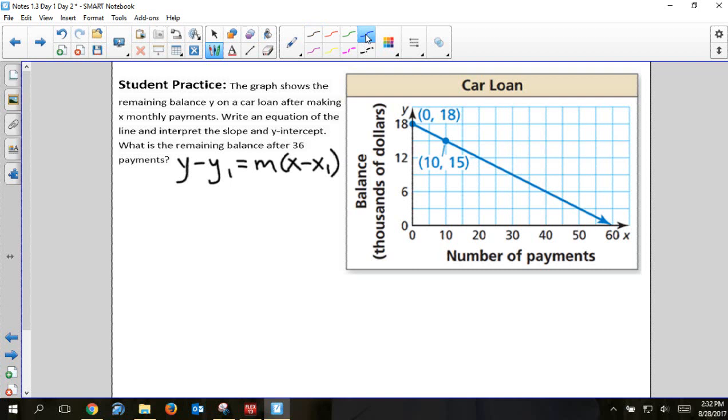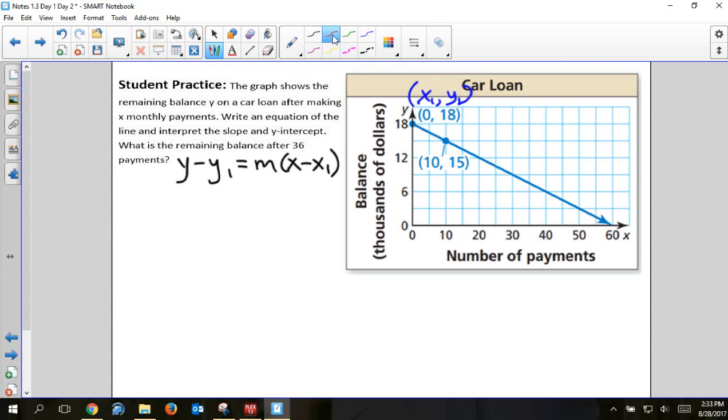Do we have any ordered pairs? So which point should go in my point slope form? Jacob. 10-15? Does it have to be 10-15? Doesn't matter which one. So you can also use 0-18. Either would be fine for point slope form, but I'm going to tell you a secret. If there's a 0 in it, it's going to be easier to plug it in and solve. So I'm going to use 0-18. So that one is going to be my x1, y1.